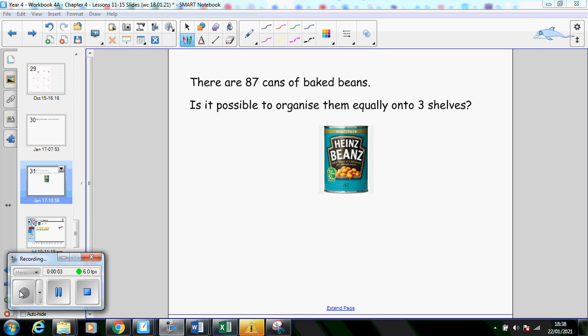Hello Year 4, this is an extra little session of maths for you, just so we can work on some fluency. Okay, we're going to start by looking at one problem.